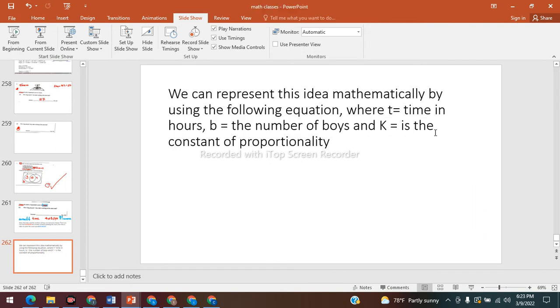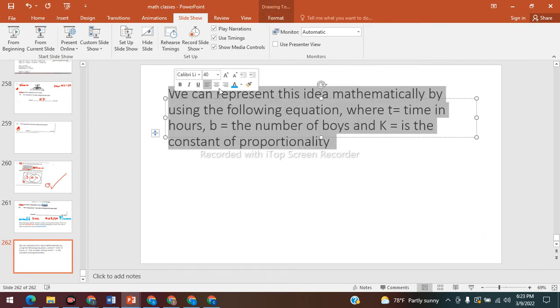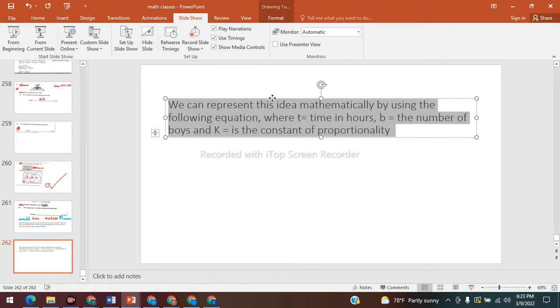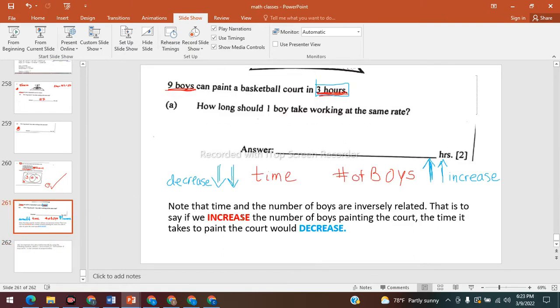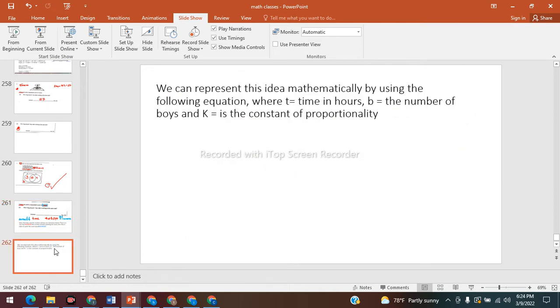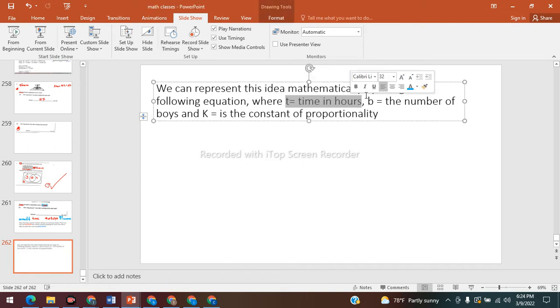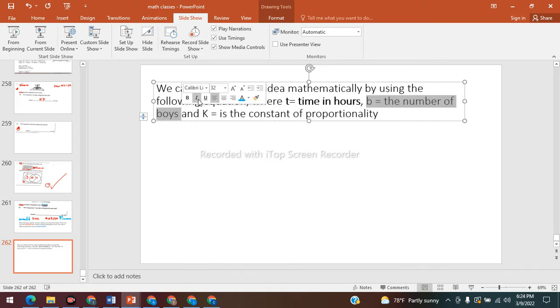We can represent this idea that we said, that if we increase the number of boys, the time taken would decrease, using this equation, where T is the time in hours, B is the number of boys, and K is the constant of proportionality.